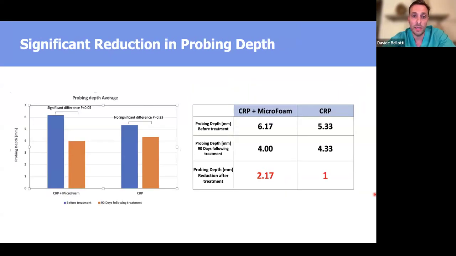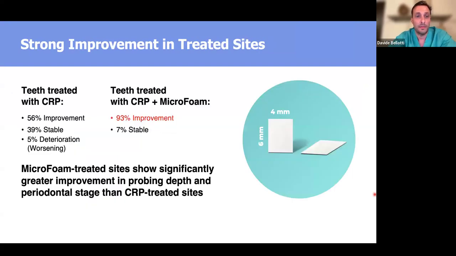What they found is that there's a significant difference. The group with closed-root planing and MicroFoam had a probing depth reduction after 90 days of 2.17 millimeters, compared to the group with only closed-root planing that had just 1 millimeter average pocket reduction. So it's more than twice the gain.